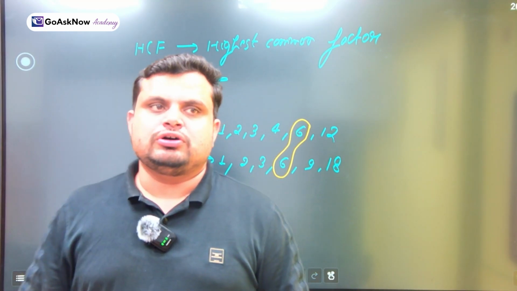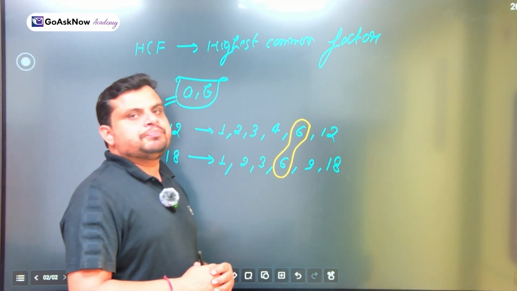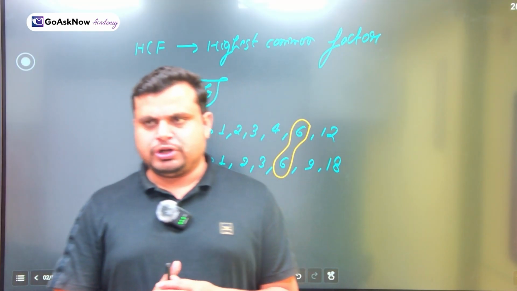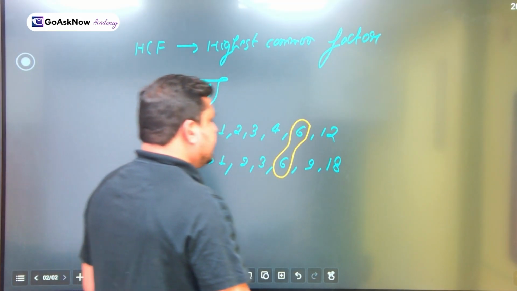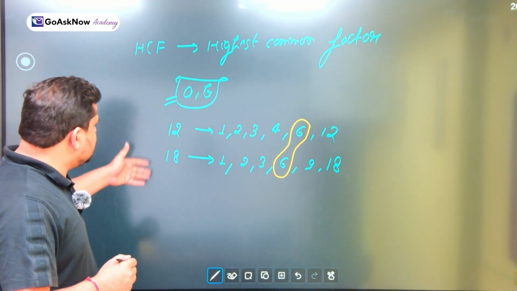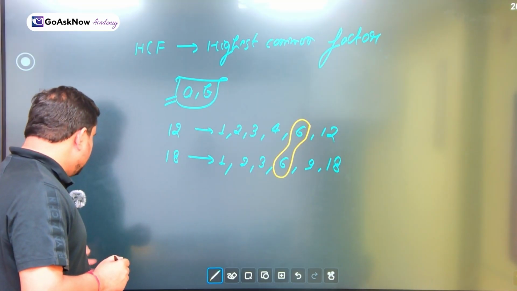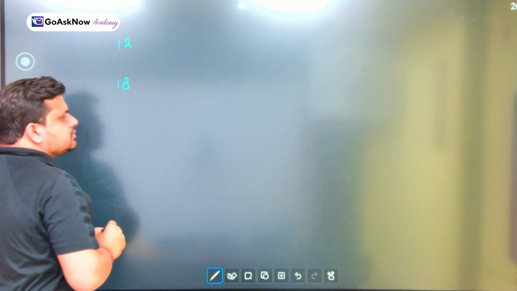Now we are going towards our concept: using the fundamental theorem of arithmetic, how you can find the LCM and HCF of two numbers. This is a very interesting concept, and once you learn it, finding the LCM and HCF of two numbers becomes really easy. So let us take these two numbers only, 12 and 18, and try to find their LCM and HCF.